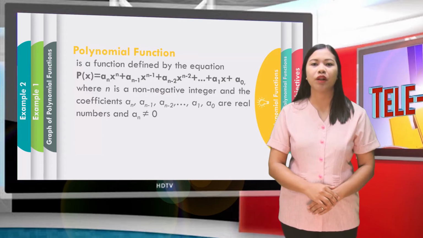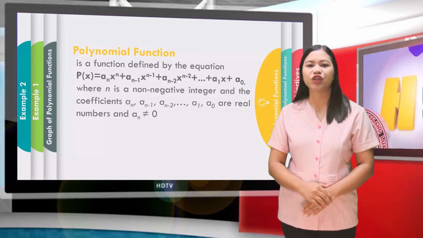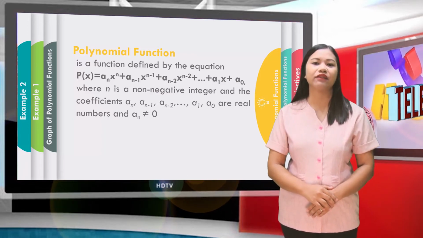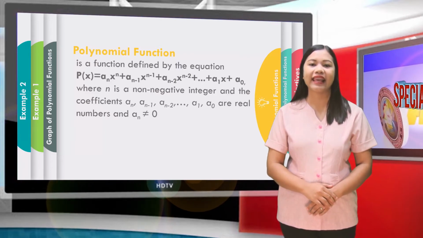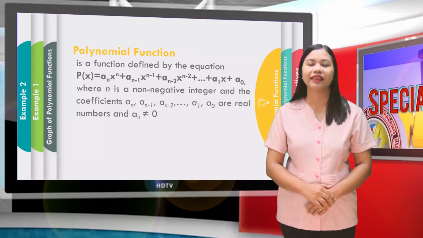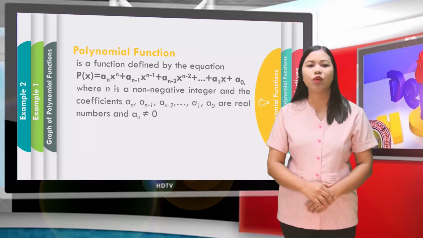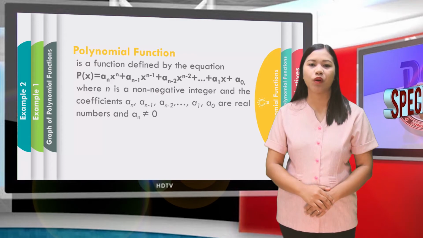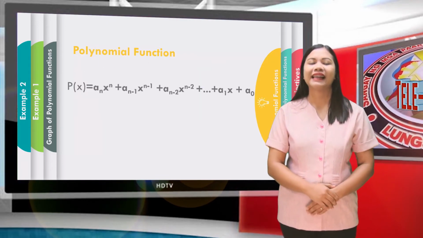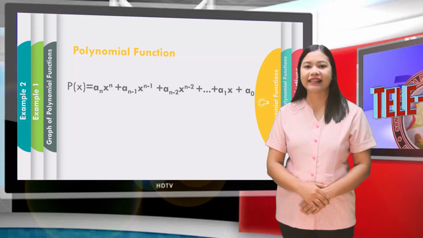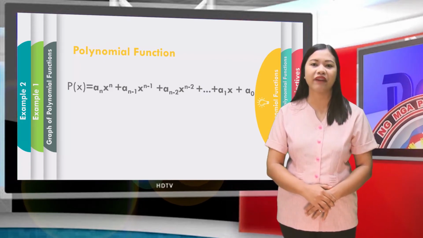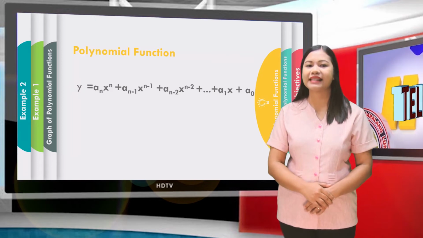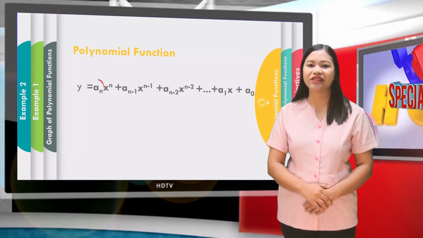Now let us define polynomial function. A polynomial function is a function defined by this equation, where n is a non-negative integer and the coefficients a sub n minus 1, a sub n minus 2, until a sub 1 and a sub 0 are real numbers, and a sub n is not equal to 0. This polynomial function p of x may start with function of x or f of x. It can also start with y. In addition, a sub n is the leading coefficient, and n is the degree of the polynomial.